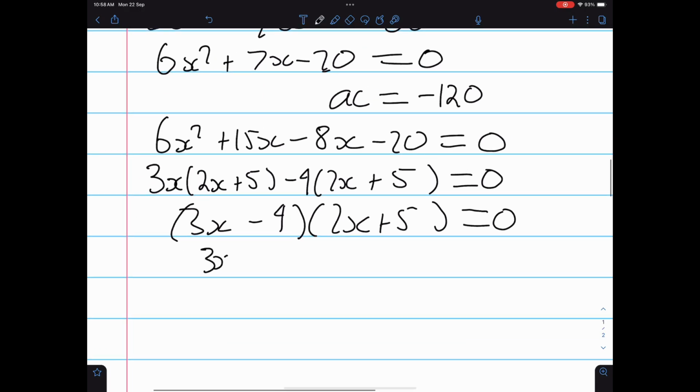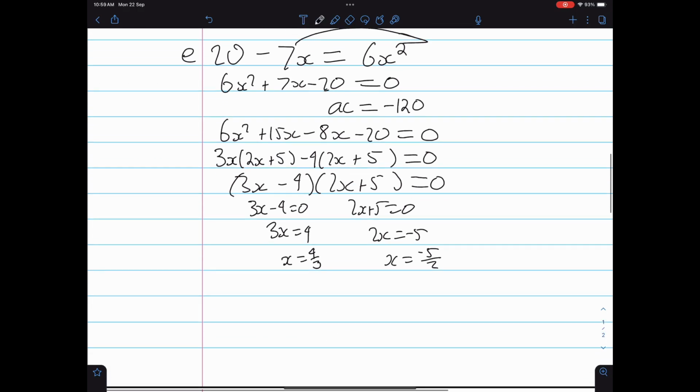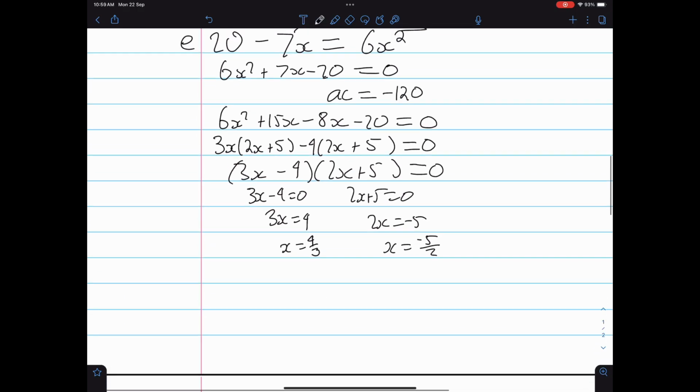This means 3x minus 4 equals 0, 3x equals 4, x equals 4/3, or 2x plus 5 equals 0, 2x equals minus 5, x equals minus 5 over 2. As you can see, really not that much difference there. Just do some rearrangement.